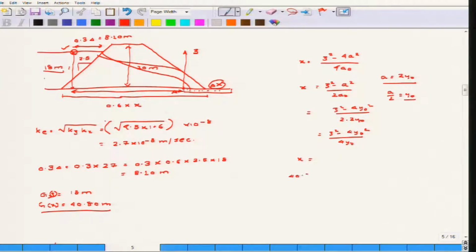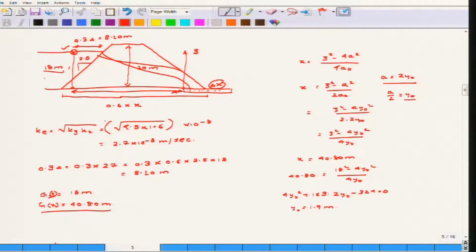So, for x is 40.80 meter for this point, z square is 18 meter. So, 18 square minus 4 y naught square by 4 y naught. So, solve this equation, then it comes out to be 4 y naught square plus 163.2 y naught minus 324 equal to 0. So, we get y naught is equal to 1.9 meter.